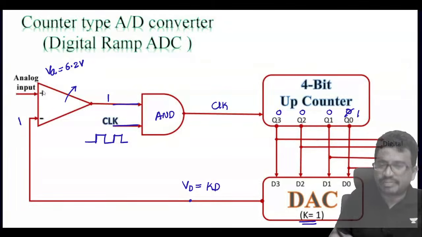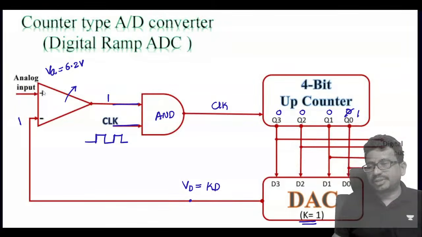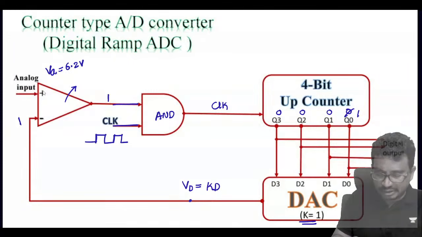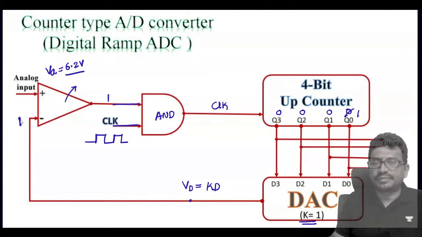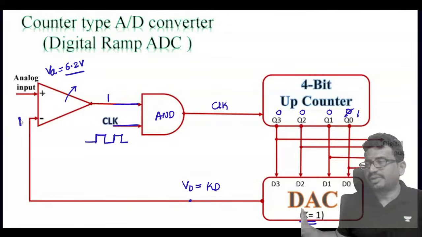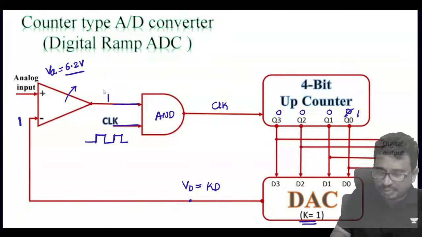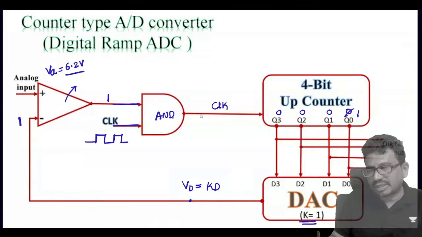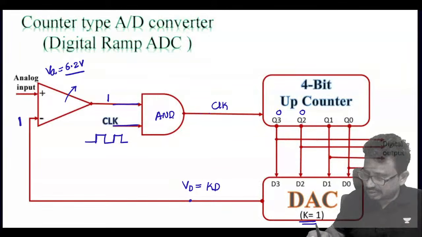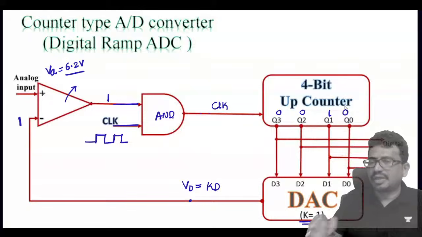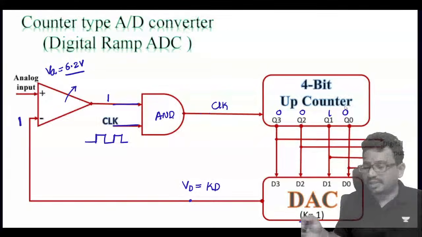You see the comparator will check the positive terminal voltage and the negative terminal voltage. Here the analog voltage is how much? 6.2. The digital voltage is 1. Here the analog voltage is more, the positive terminal voltage is more compared to the negative terminal, so the output becomes 1. If the output is 1, the AND gate output is the clock. This clock is given to the counter, so the counter will get incremented. Then this value will become 1 0. Like this the process will continue.